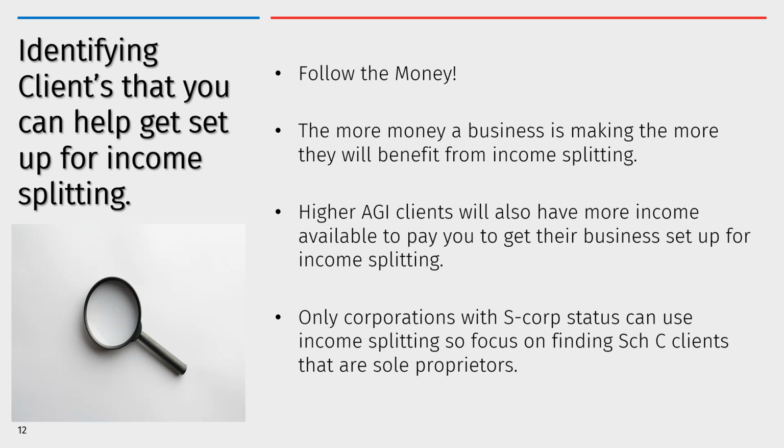And you have to keep in mind that only corporations with S Corp status can use income splitting. So I would focus on finding Schedule C clients that are sole proprietors. And there's a couple of reasons that I would focus on these clients. Reason one being, if you're set up as a Schedule C, a sole proprietor, well, there's more benefits to being an S Corp than just income splitting. That's what the focus of this presentation today is on.